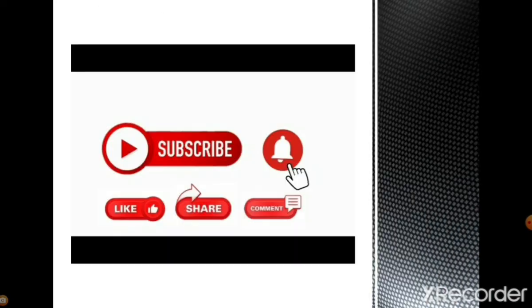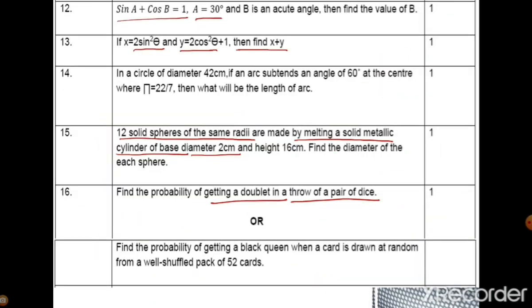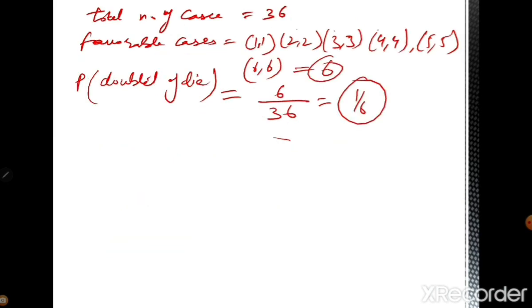Now come to the second part, that is, find the probability of getting a black queen when a card is drawn at random from a well shuffled pack of 52 cards. So again we have a pack of 52 cards. Always 52 cards are there. Then we can say that the total number of cases is 52. Whenever we are talking about cards, the total number of cases will always be 52.